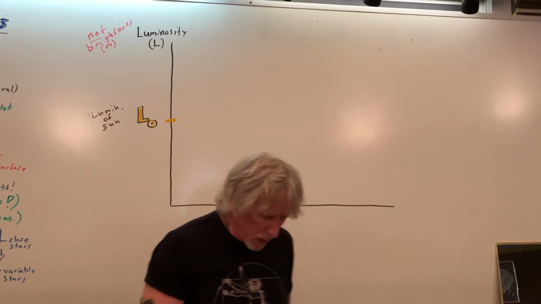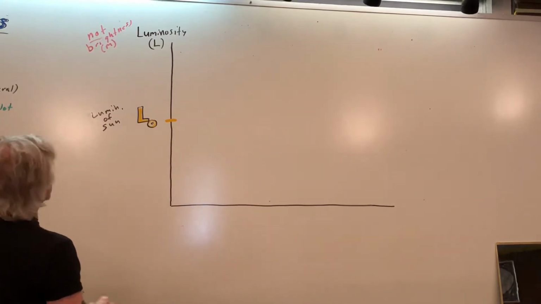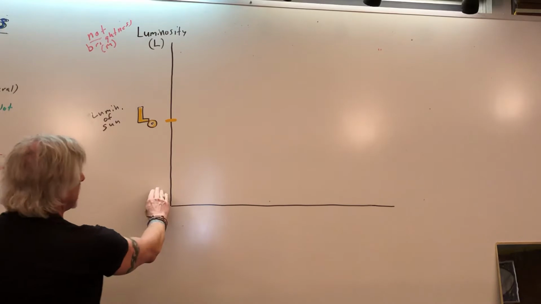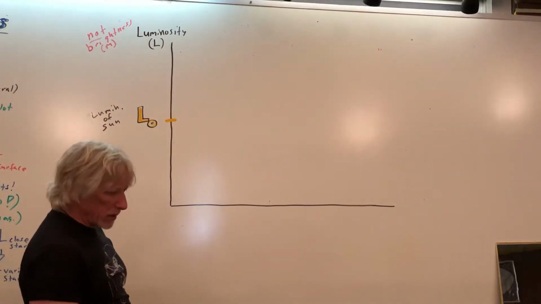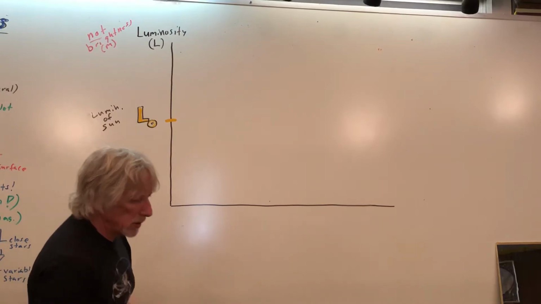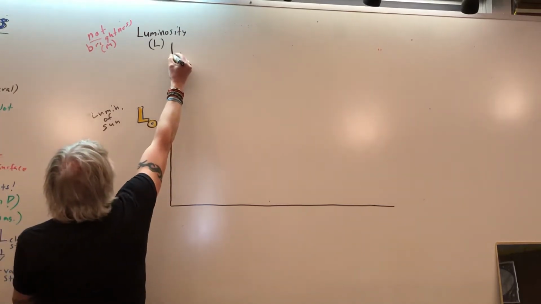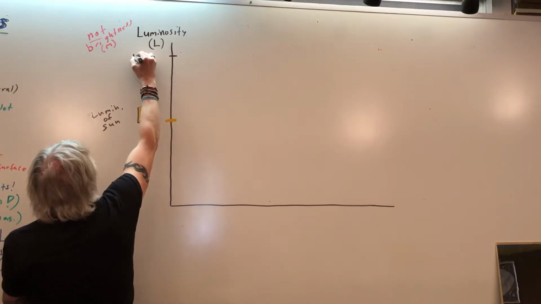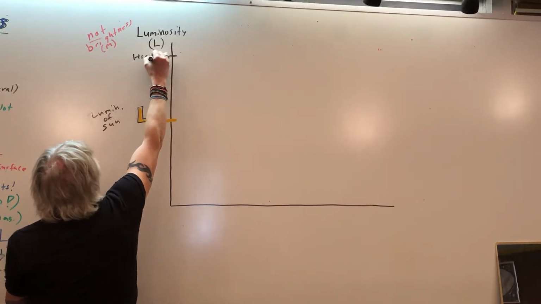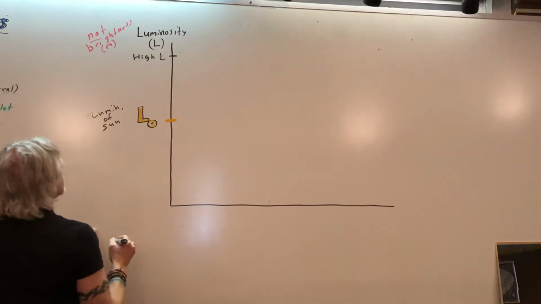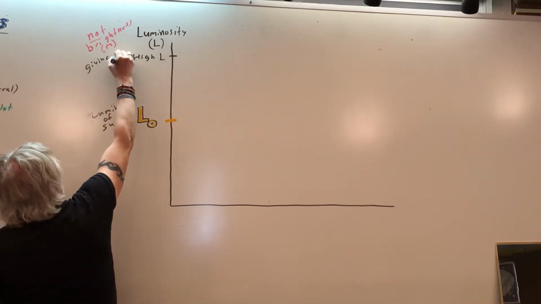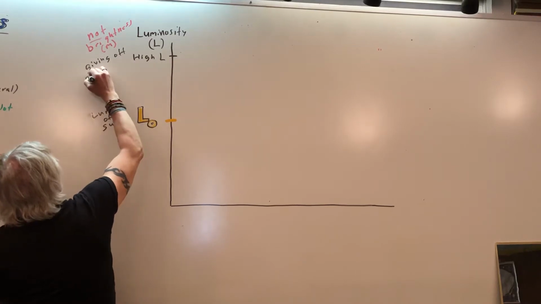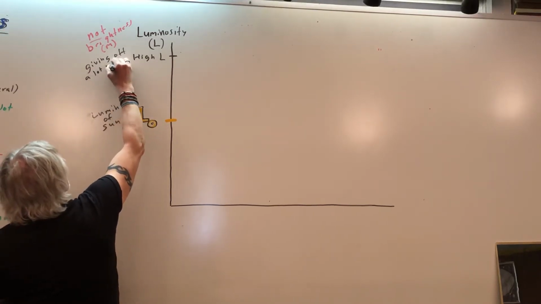So then where would I put high luminosity, things giving off a lot of light? Here or here? In this case, your guess would be right. So we've got here, and I'm just going to put this. This is all I need you to know. High luminosity. What does that mean? That means giving off a lot of light.